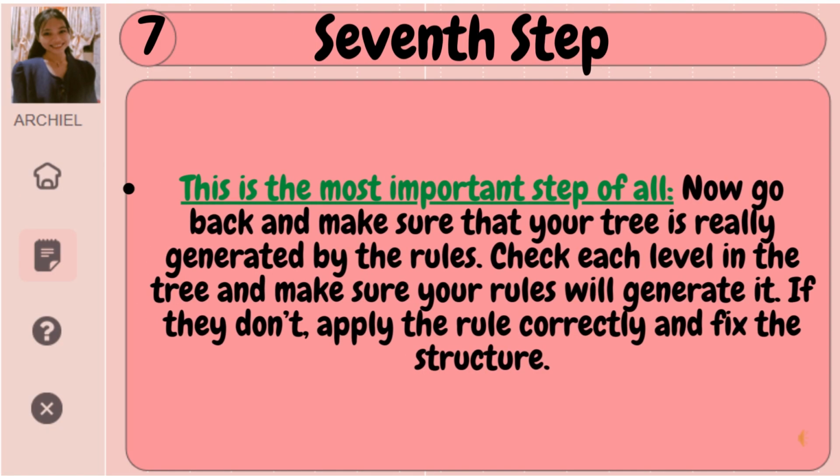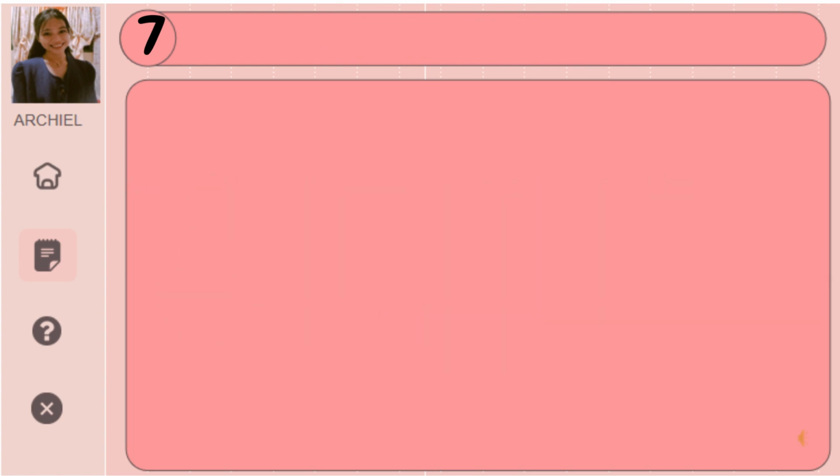Seventh step. This is the most important step of all. Now, go back and make sure that your tree is fully generated by the rules. Check each level in the tree and make sure your rules will generate it. If they don't, apply the rule correctly and fix the structure.